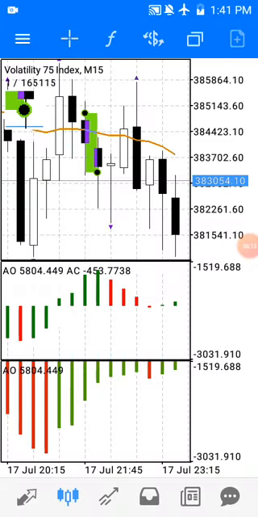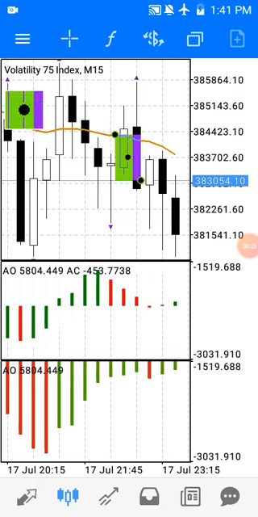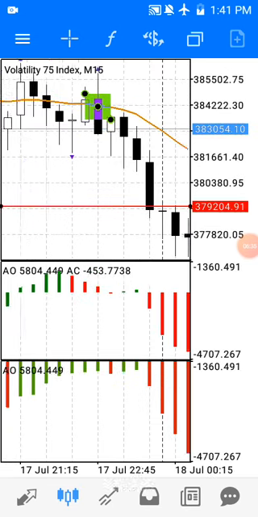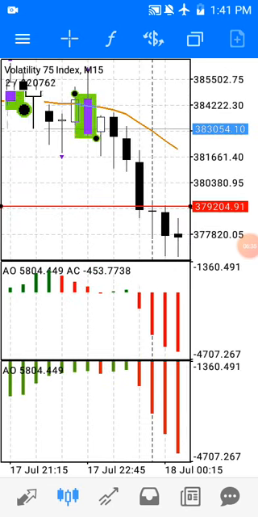If you sell around here, do you have subsequent bars closing below the EMA? No, the third bar closed above the EMA. So this is not a right sell signal. It's invalidated. So you look for the next signal here, around here. You have a sell signal here.